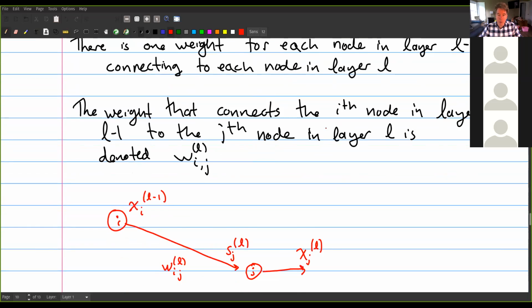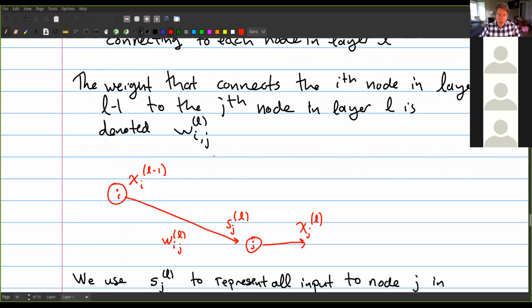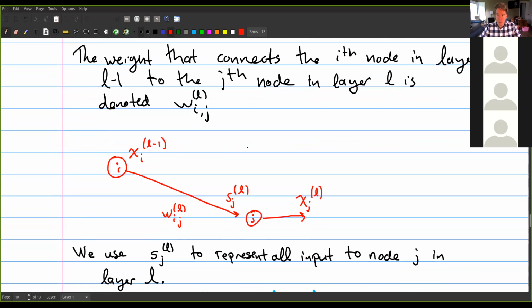Okay, so now we're heading towards describing the algorithm that runs a neural network. And so we need to keep fixing this notation here. If you have node i in layer L-1, that's what this is, then we call its output x_i^(L-1). That's the same value that goes out on all of its connections. The weight of the connection from node i in layer L-1 to node j in layer L is called w_ij.